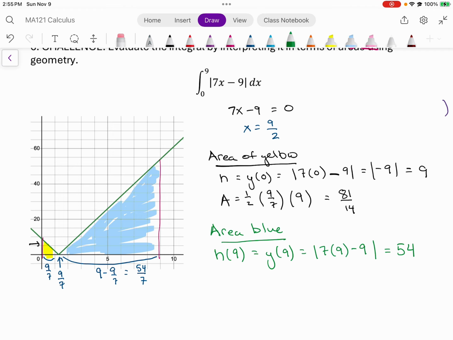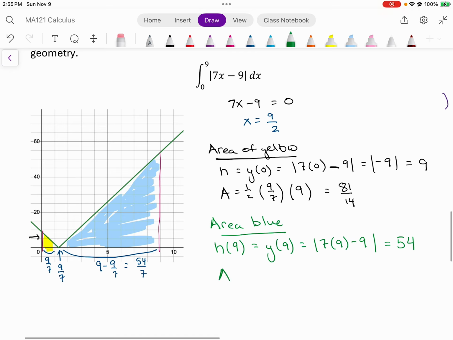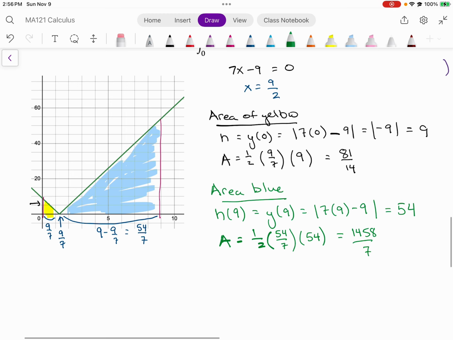Okay. All right, so the area is 1/2 times 54/7, which is the base, and the height is 54. And so I'm going to get 1,458/7.